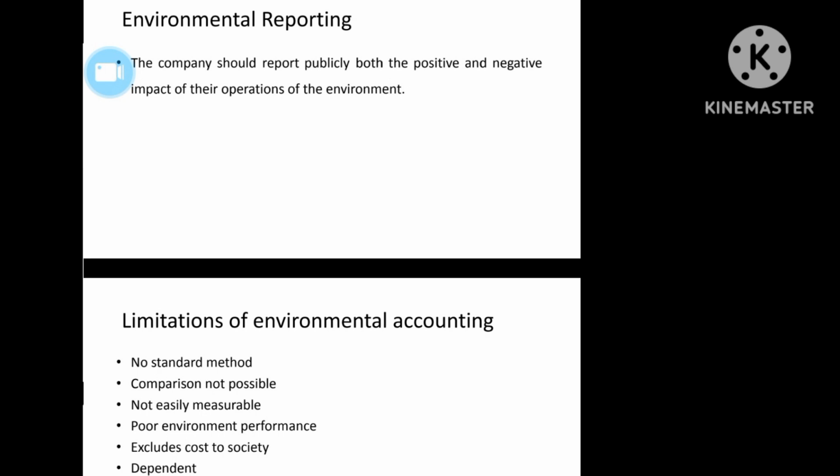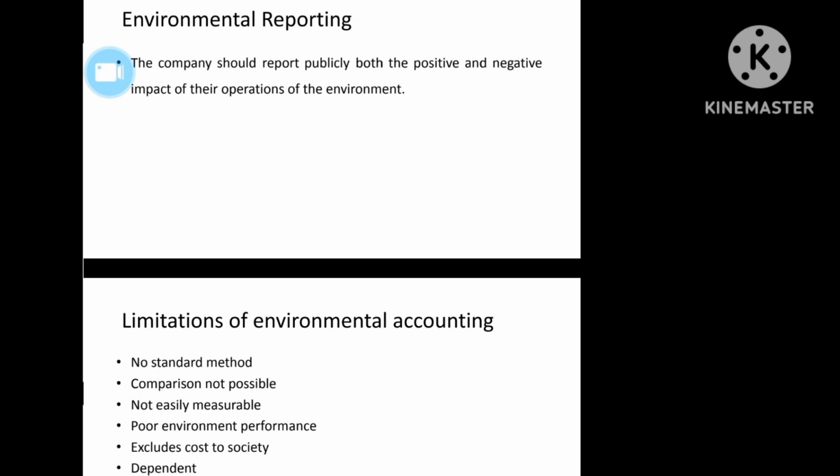Next, limitations of environmental accounting. There is no standard proper method. For example, if you consider planting trees, there is no standard method. Plants may die or anything. Different methods can be implemented. You may plant trees, you may clean oceans, you may benefit the environment in all the possible ways.